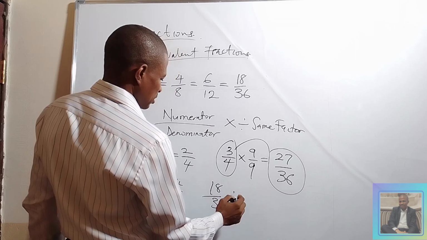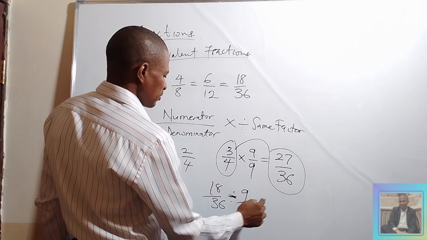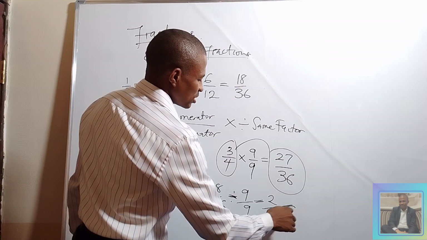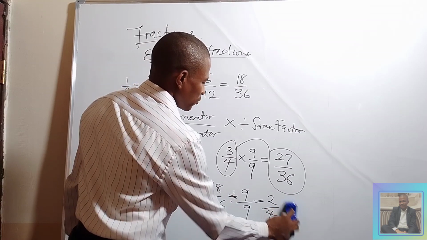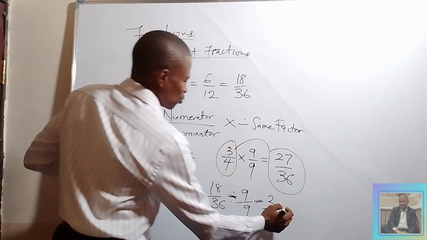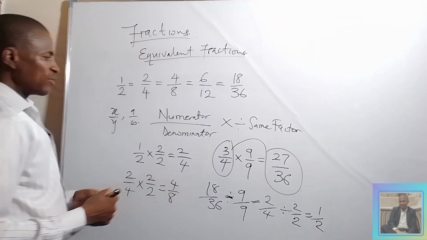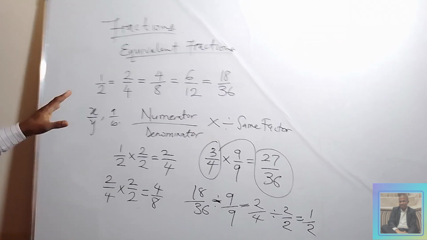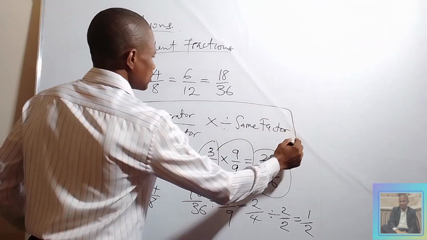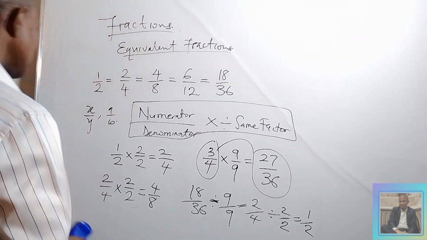If we divide both sides of 18 over 36 by 9, what do we have? We have 2 over 4. And that's what we can see here, 2 over 4. Now, we want to make this 2 over 4 the same as 1 over 2. We divide across again by 2. What do we have? 1 over 2. So we have equivalent fractions when we multiply or divide the numerator and denominator by the same factor. That's how we have equivalent fractions.